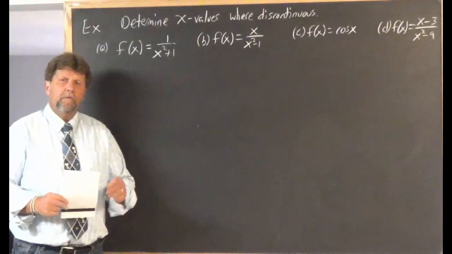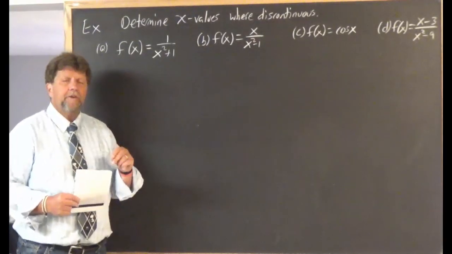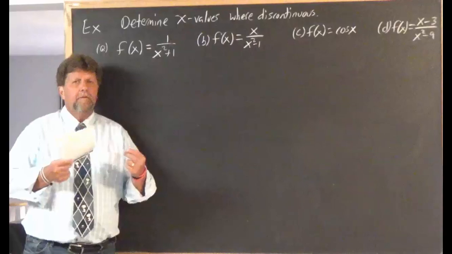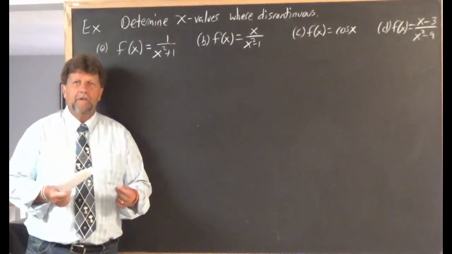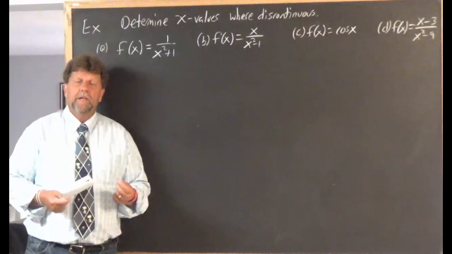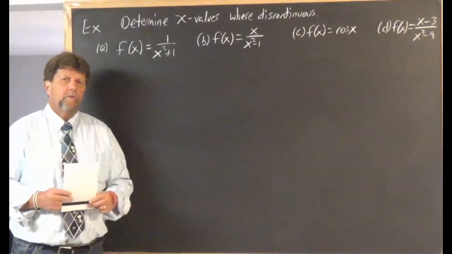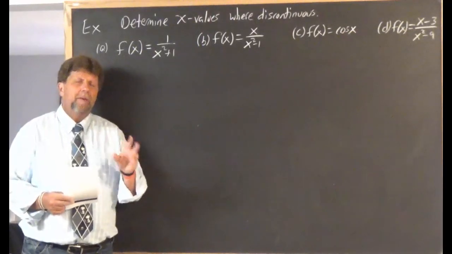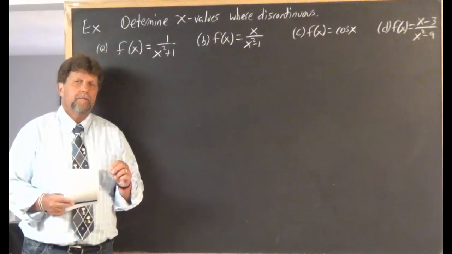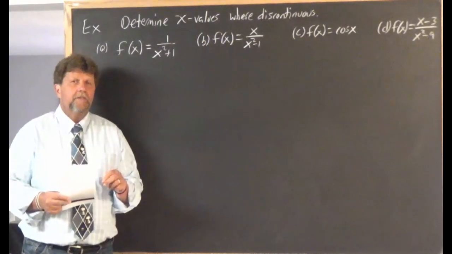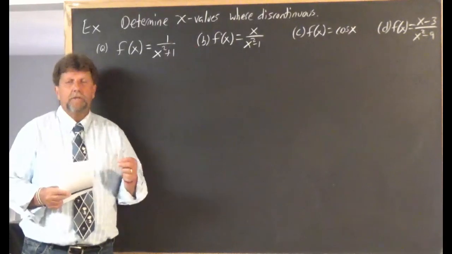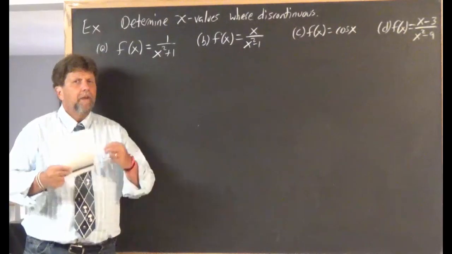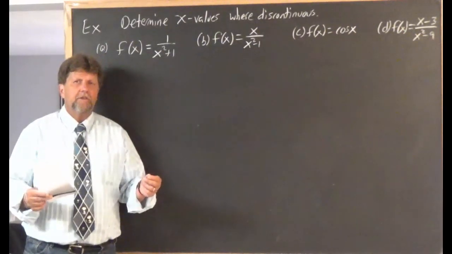All right, in this example, we're asked to determine the x values where the function is discontinuous. Now, this is going to be matched up very tightly, almost exactly with finding the domain of the function. So look at the function in part A. It's 1 over x squared plus 1. Are there any values of x, any real number values of x, that would make that denominator 0? Of course not. The answer to that is no. The denominator will always just be a positive number, but there's no value of x that makes the denominator 0. That means we can put anything we want into the function for x.